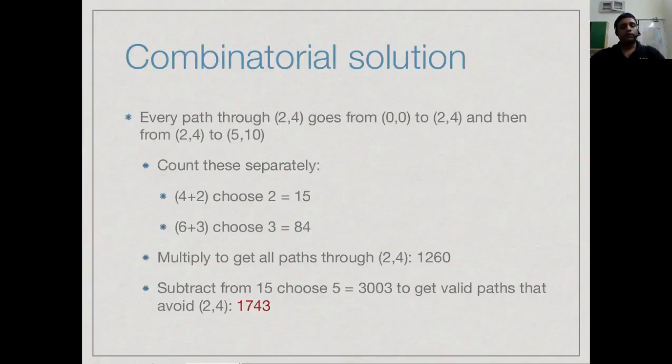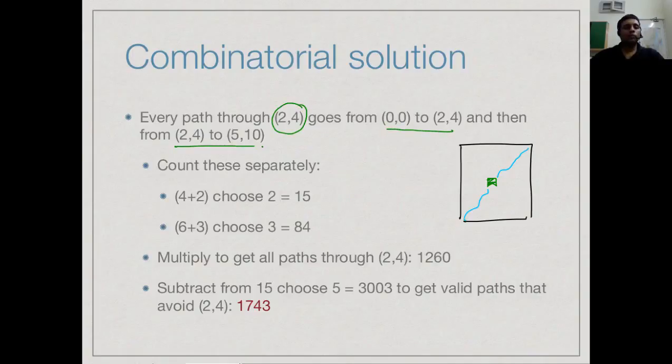So it turns out that this also has a combinatorial solution. What you can say is that if I want to avoid a blocked intersection, let me see how many ways there are of going through it and just remove them. Every path that goes through the blocked intersection is a path from 0, 0 to 2, 4 followed by a path from 2, 4 to 5, 10, because it goes through 2, 4.